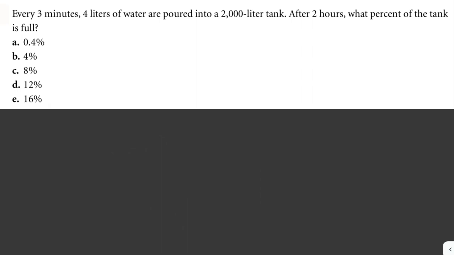Every 3 minutes, 4 liters of water are poured into a 2,000 liter tank. After 2 hours, what percent of the tank is full? Okay, since there are 60 minutes in 1 hour, this is equal to 60 minutes, and 120 minutes in 2 hours. It says here after 2 hours.